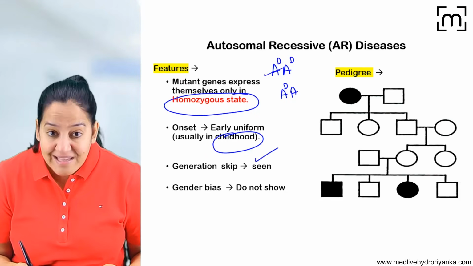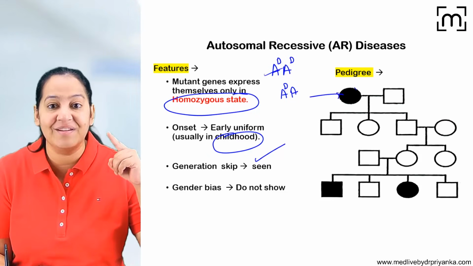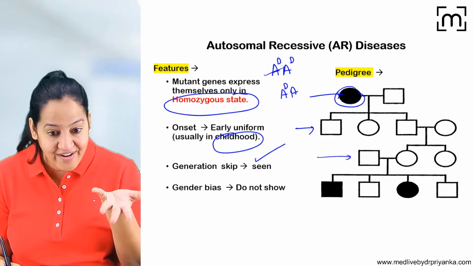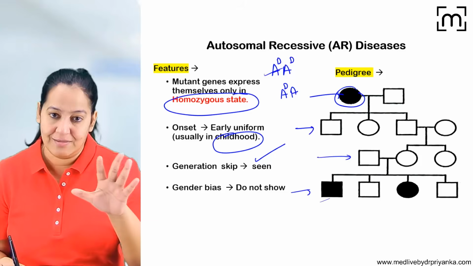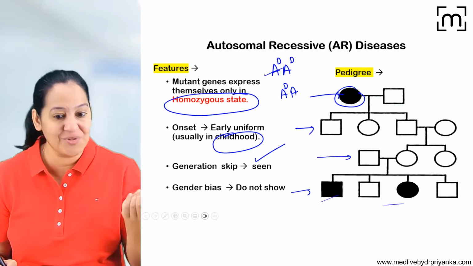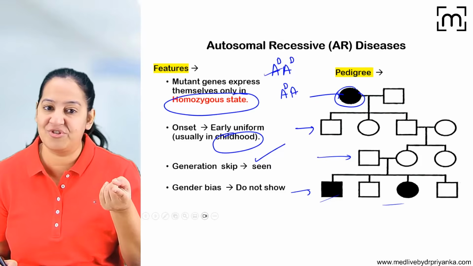Here generation skip is seen. You can see in the first generation, there is an affected individual. In the second generation, no one is affected. In the third generation, no one is affected. Again, in the fourth generation, the individuals are affected. So generation skip is common, in contrast to autosomal dominant, where no generation skip was there.